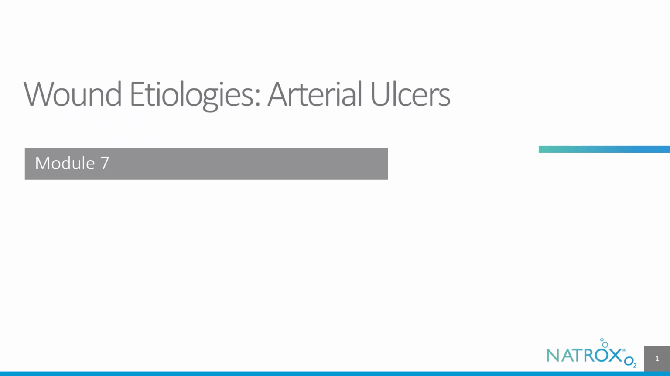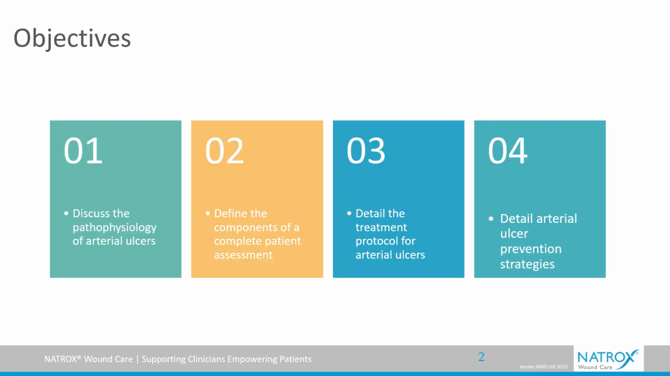Hello, and welcome to Module 7, Wound Etiologies, Arterial Ulcers. Our objectives today are to discuss the pathophysiology of arterial ulcers, define the components of a complete patient assessment, detail the treatment protocol for arterial ulcers, and detail arterial ulcer prevention strategies.